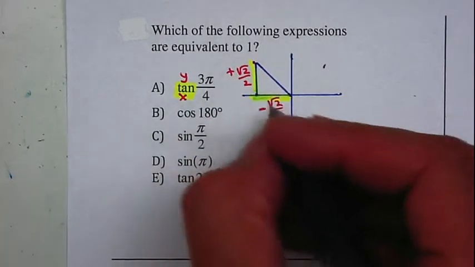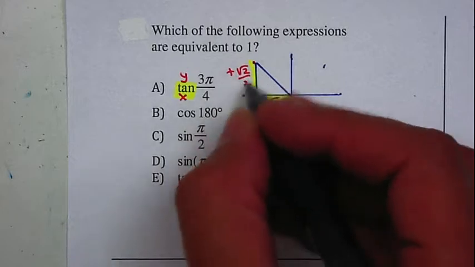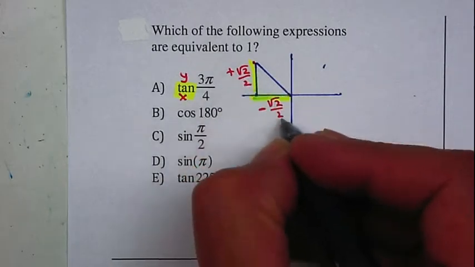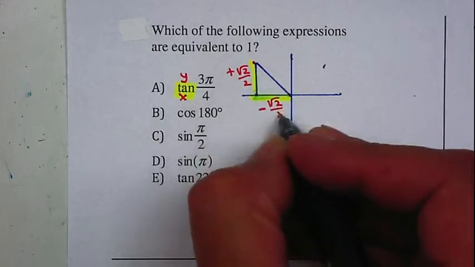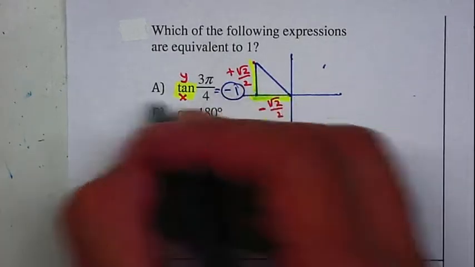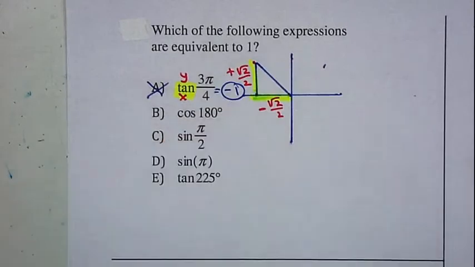So therefore, if you divide the y, positive square root of 2 over 2, divided by negative square root of 2 over 2, we know it's going to be 1, but positive divided by negative is going to be negative 1. And we're looking for positive 1. So A is not the answer.